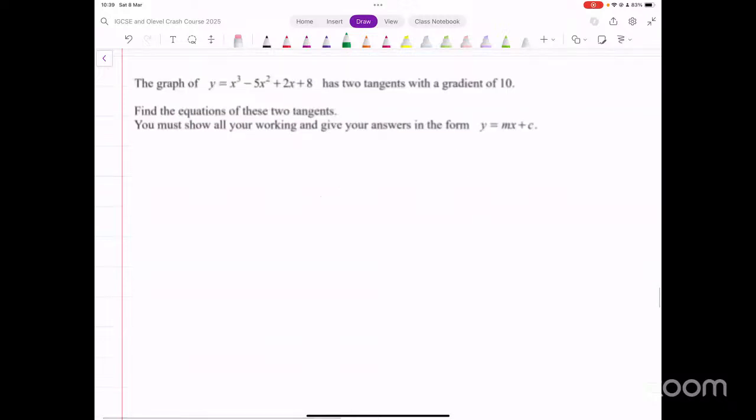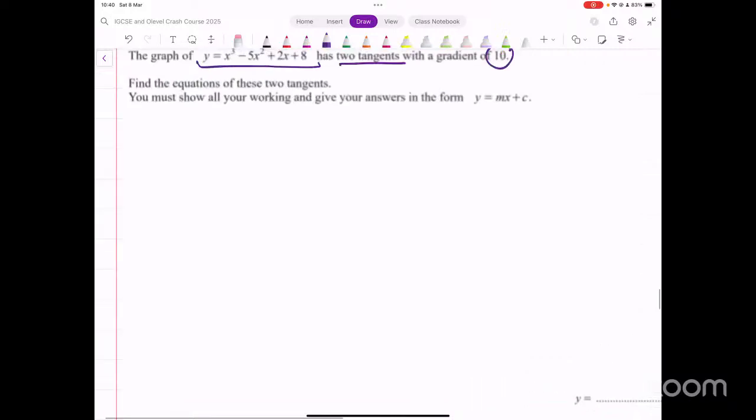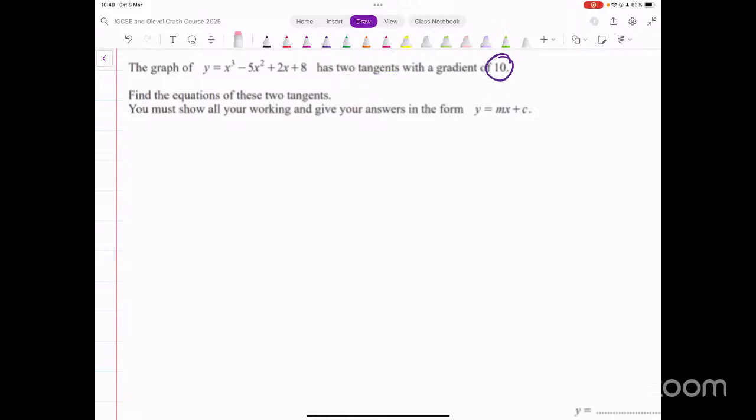Okay, the graph of this function has two tangents with a gradient of 10. Find the equation of these two tangents. That's quite tricky. That's like 7 marks. That's a lot of marks. We need to find the equations of these two tangents. Now remember what we need to find. Tangent is a straight line. For a straight line, we need two things to be able to write down the equation. One is a point and the other is the gradient.